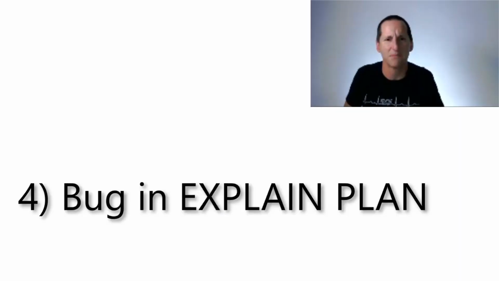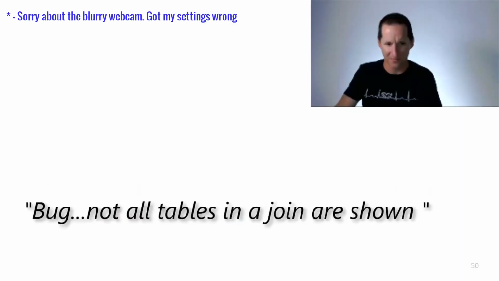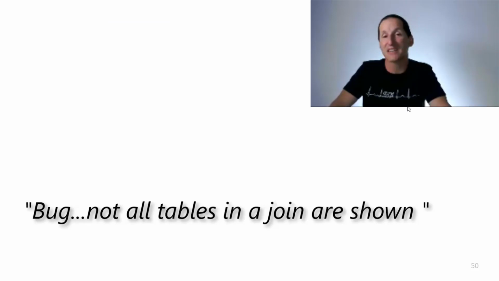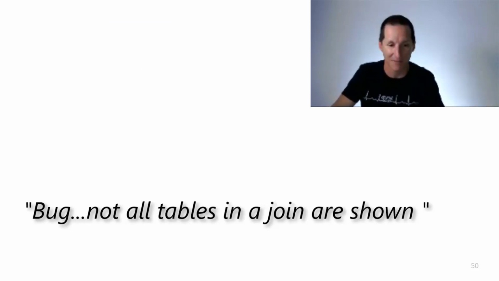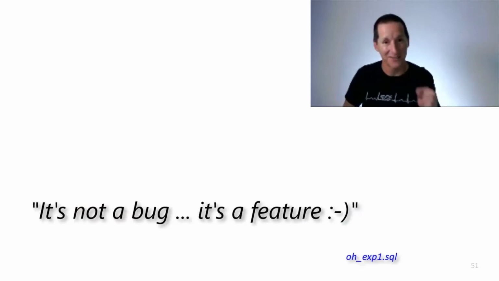Someone came to me and said, there's a bug in explain plan. And I said, what's the bug? And they said, when I do an explain plan of a join between two tables, I'm not seeing all the tables in the explain plan. So something's missing. And the funny thing is, I actually said, you've not stumbled upon a bug. You've actually stumbled upon a very, very cool feature in the Oracle database. And let's have a look at that.